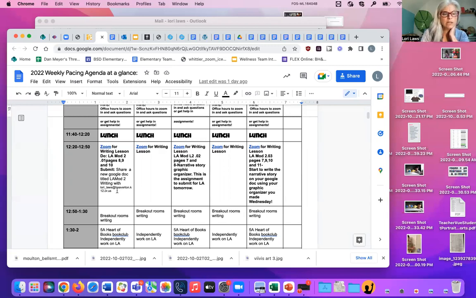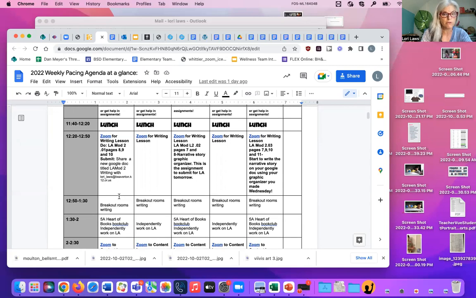We're starting a new story today. So you'll find that assignment in the language arts mod on pages 8, 9, and 10. We're going to just continue to work on that this week, next week. And then the week after that, we're going to do something called free writing where you get to choose your own topic.